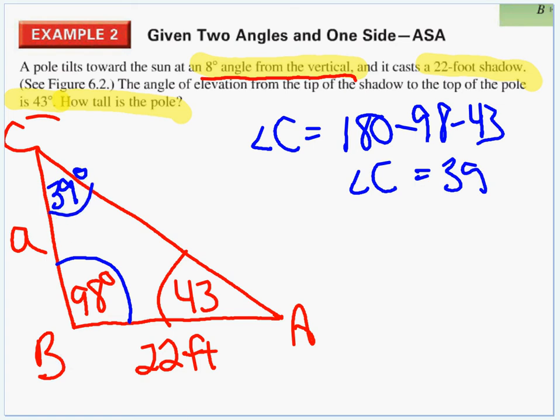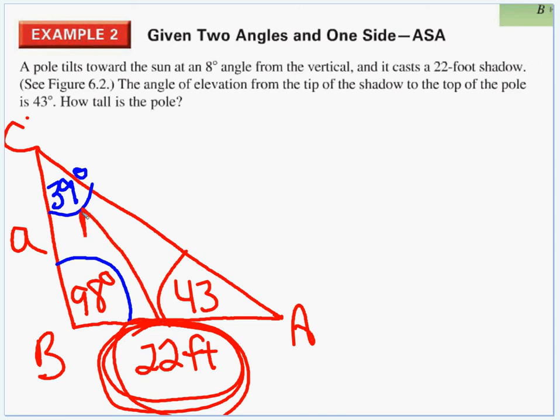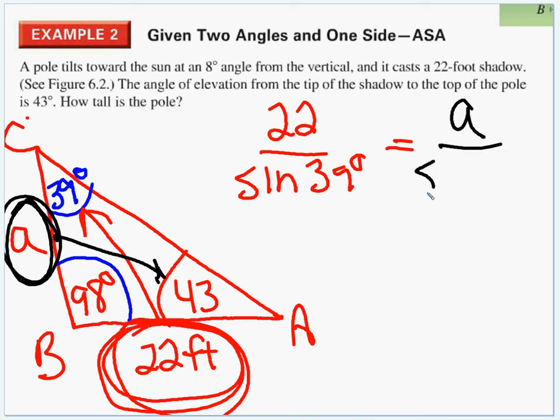So now when we're setting up our proportion, we need one angle and one side, complete. So here's the side we have, 22, and the angle across from it is 39, so that's going to be one of our fractions, 22 over the sine of 39. And that's going to be equal to the fraction that we have, the side that we want to find. So we want to find side A, and we have the angle across from it, 43. So that's just going to equal A over the sine of 43.